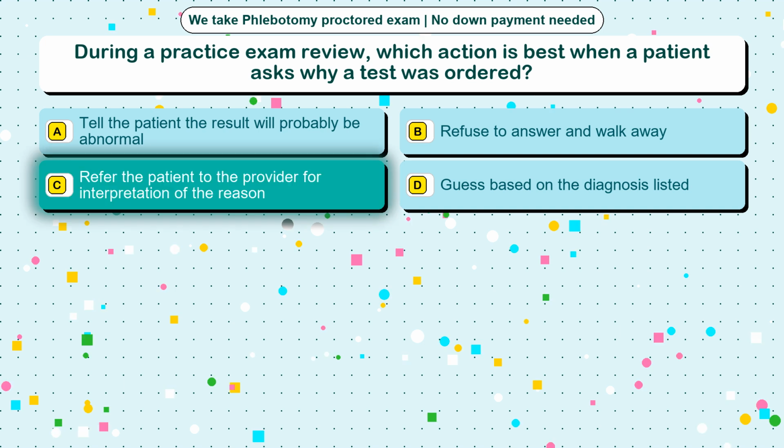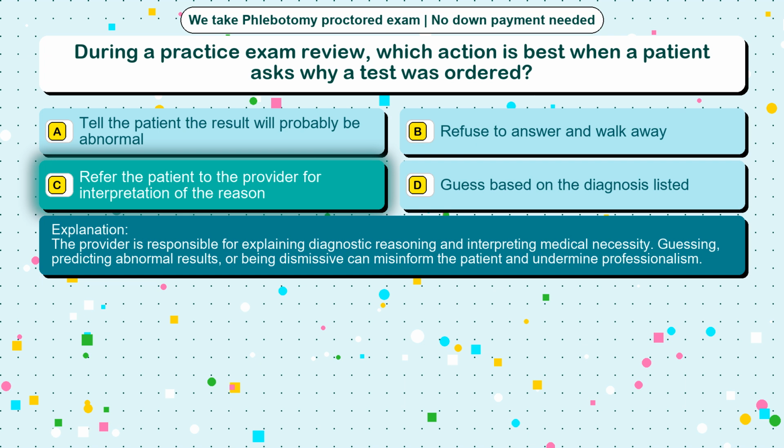The correct answer is option C. Refer the patient to the provider for interpretation of the reason. The provider is responsible for explaining diagnostic reasoning and interpreting medical necessity. Guessing, predicting abnormal results, or being dismissive can misinform the patient and undermine professionalism.